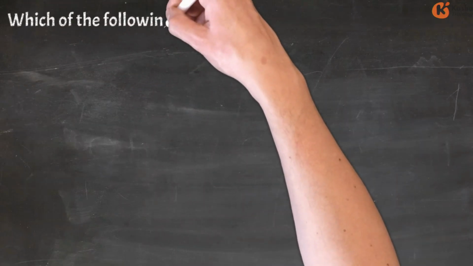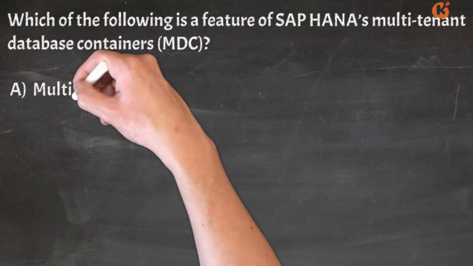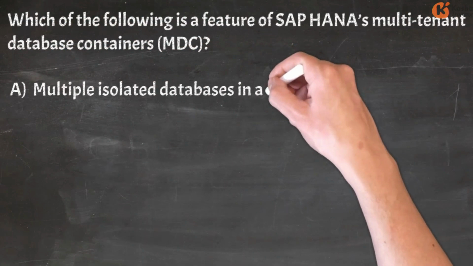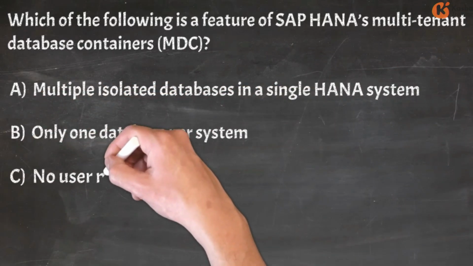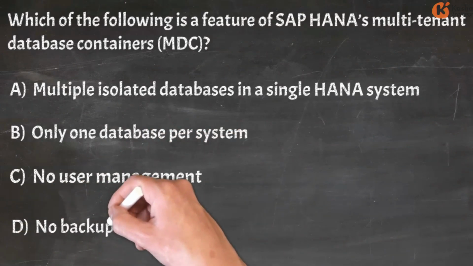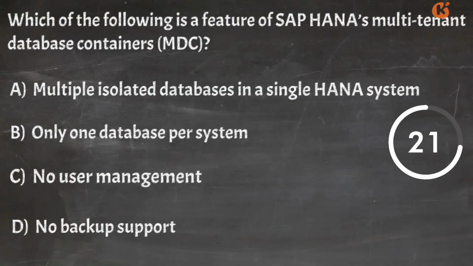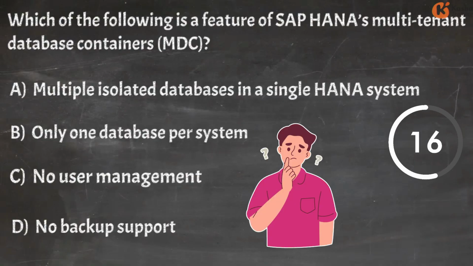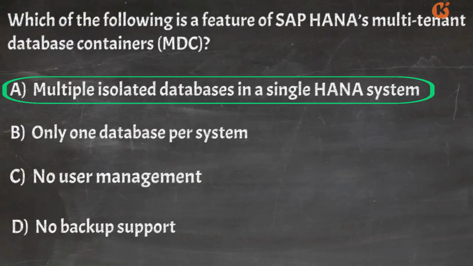Question 25. Which of the following is a feature of SAP HANA's multi-tenant database containers, MDC? A. Multiple isolated databases in a single HANA system. B. Only one database per system. C. No user management. D. No backup support. Correct answer A. Multiple isolated databases in a single HANA system.